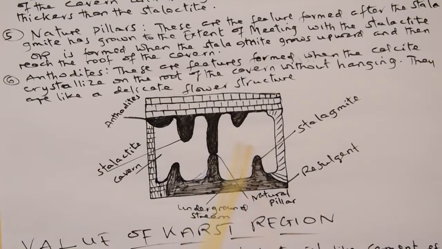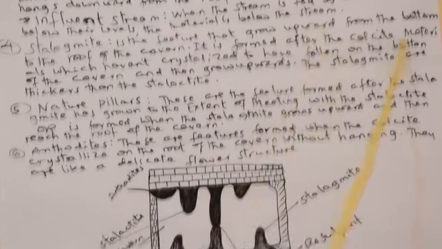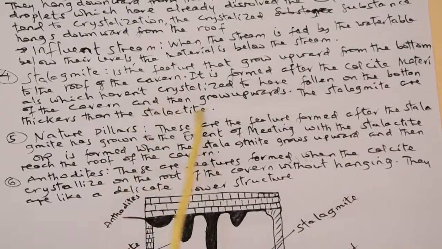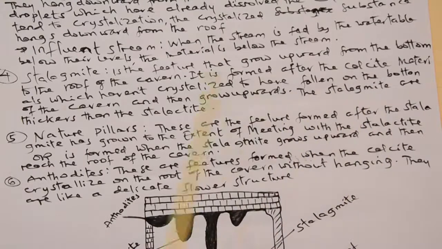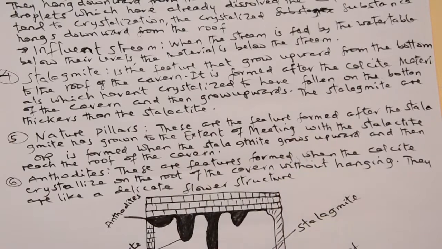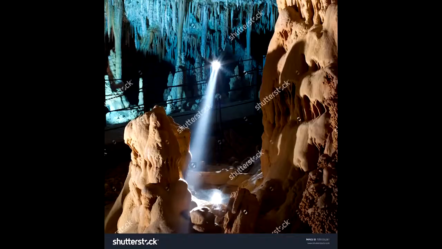But we have to complete the description of the stalagmite. It is formed after colloid material which hasn't crystallized fills the bottom of the cavern and then grows upwards. Stalagmites are thicker than stalactites. Therefore, remind yourself of the meanings of stalactite and stalagmite.